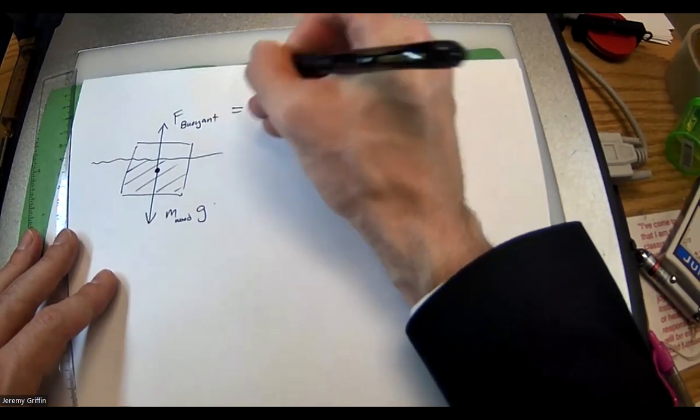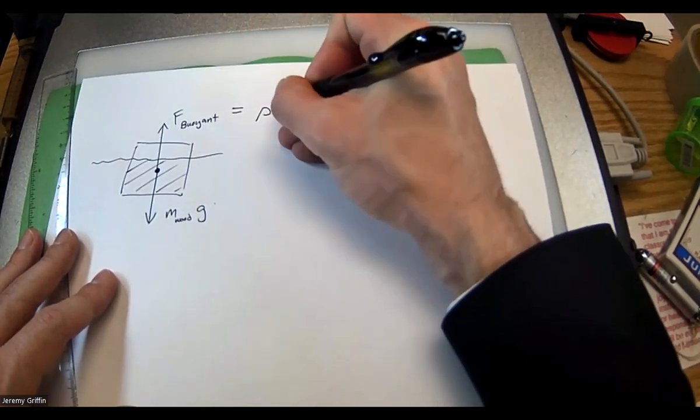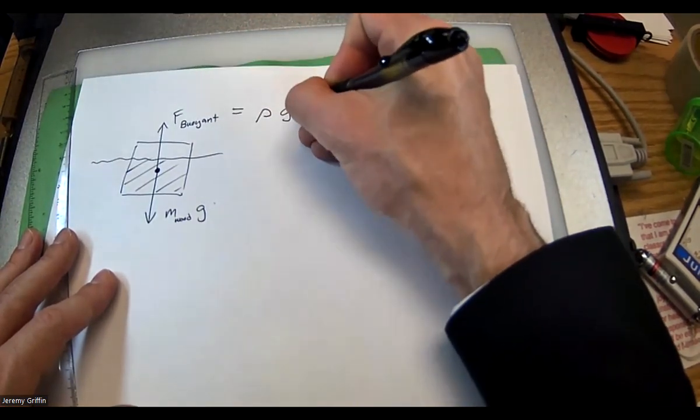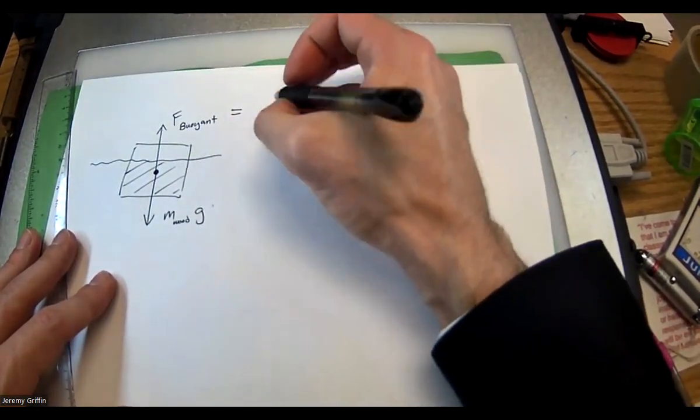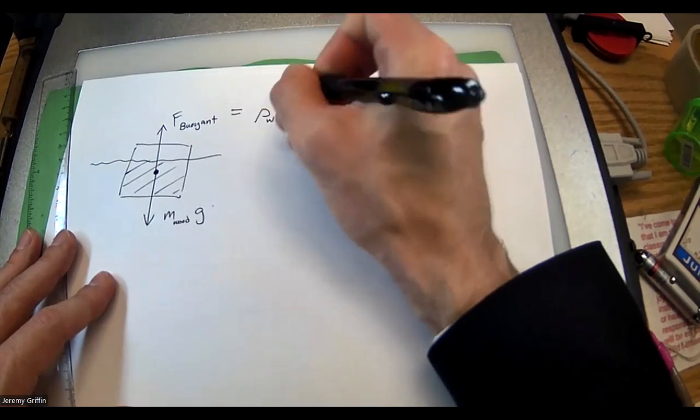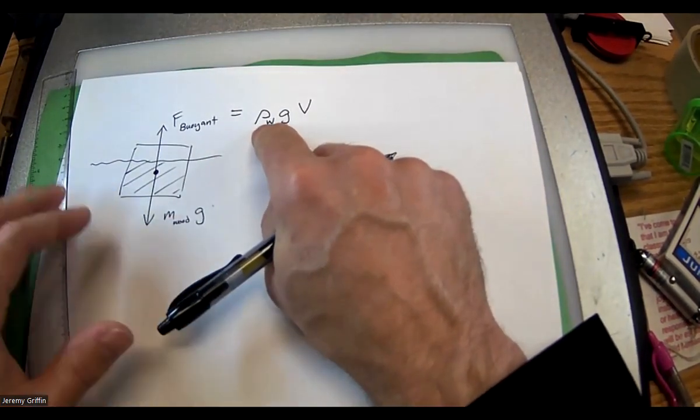There's a formula for a buoyant force, which goes like this. Density times gravity times volume. Okay? Now you have to know what density, gravity, volume we're talking about. This is the density of the surrounding water. So I'll throw in a subscript W for water, or really any fluid.